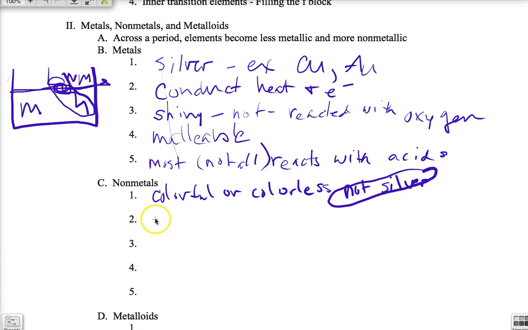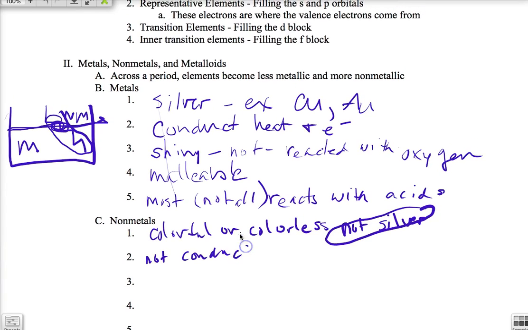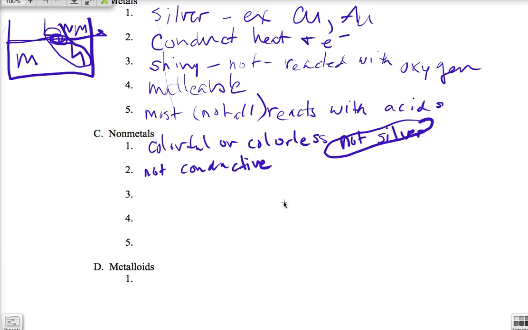Do they conduct? No, they are not conductive. Is that why you don't make wires out of carbon? That is correct. What about sulfur? Nope, don't make wires out of sulfur either. What about oxygen gas? Nope, that would be a dumb way to make a wire. So they don't conduct heat and they don't conduct electricity. Are they shiny?